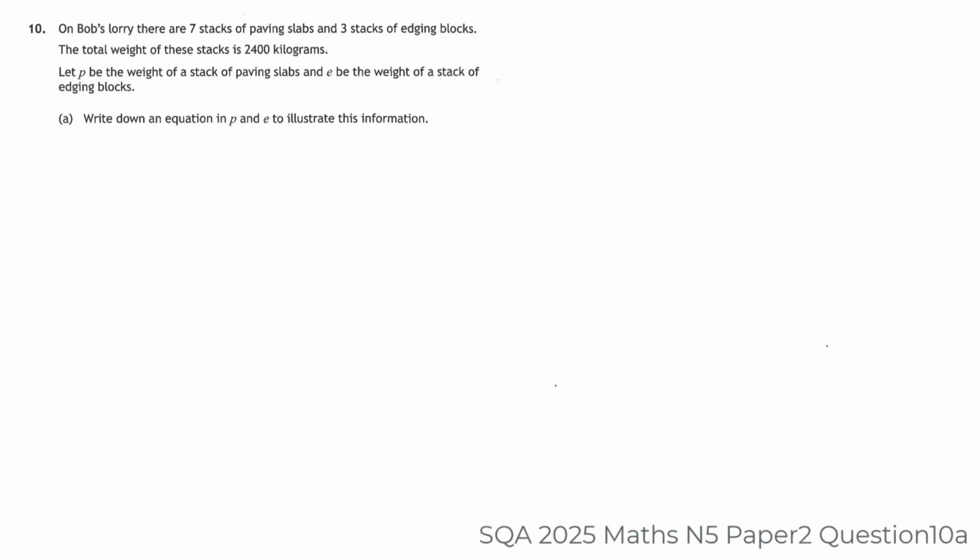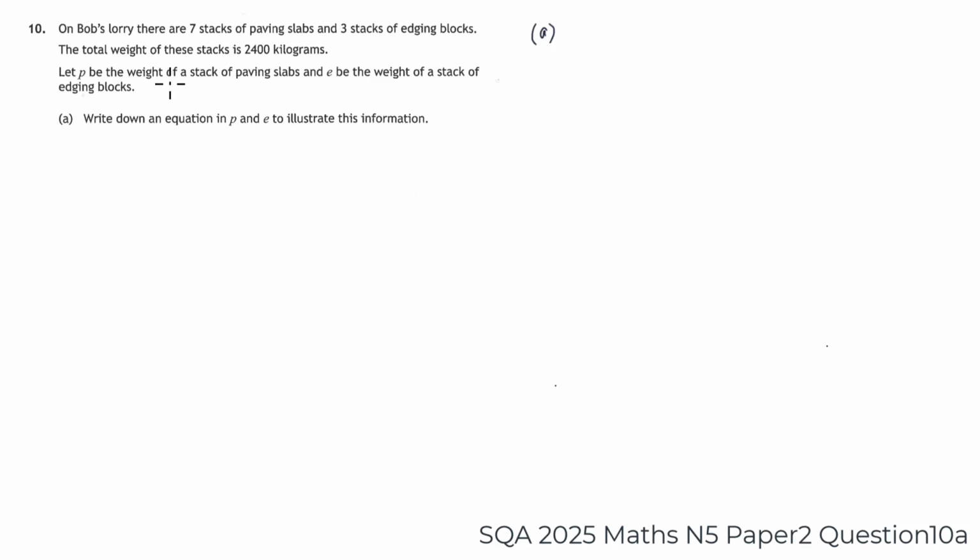So here's question 10. We're talking about a lorry. It's Bob's lorry. Has paving slabs and edging blocks on it. 7 stacks of paving slabs, 3 stacks of edging blocks, and we're told total weight of the load in his lorry is 2,400 kilograms. P kilograms is the weight of a stack of paving slabs. Remember there's 7 of them. And E is the weight in kilograms of a stack of edging blocks, and there's 3 of them. And we have to write down an equation in P and E to illustrate this information.